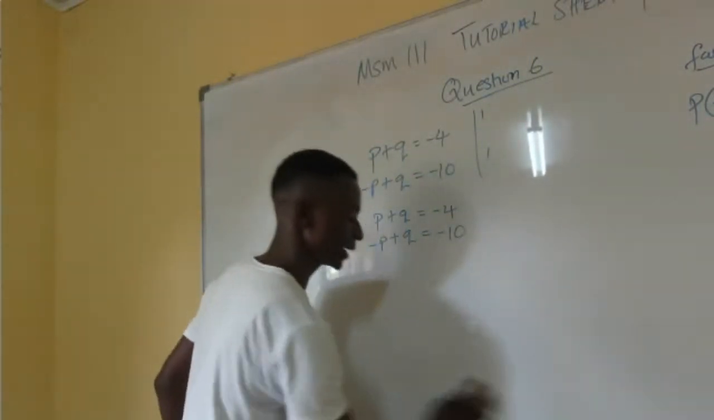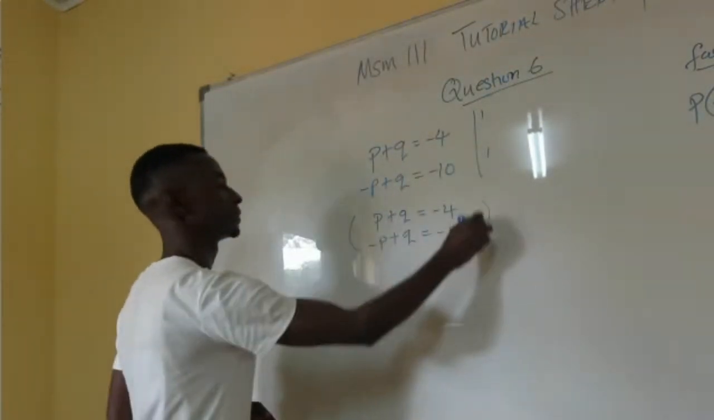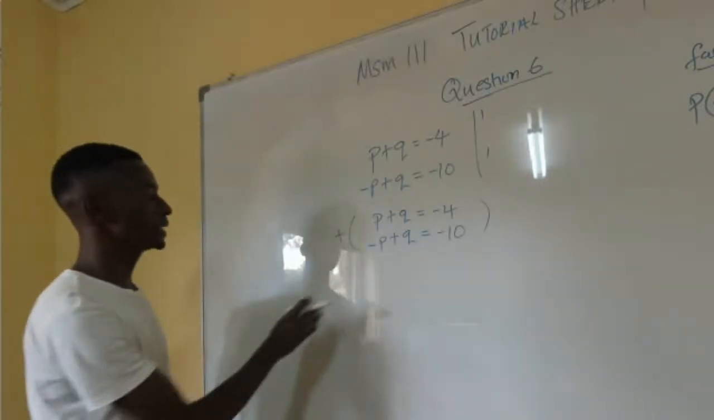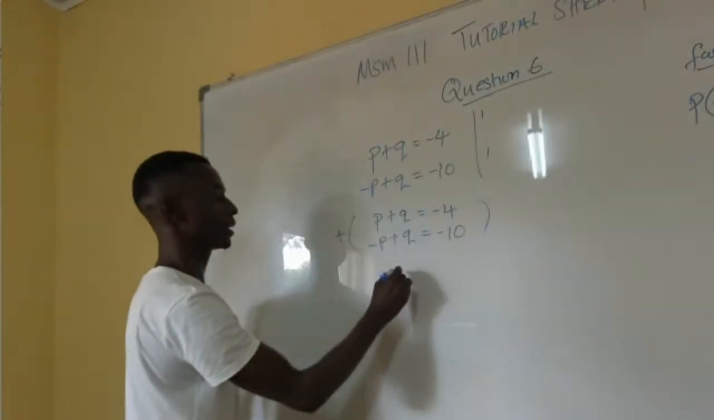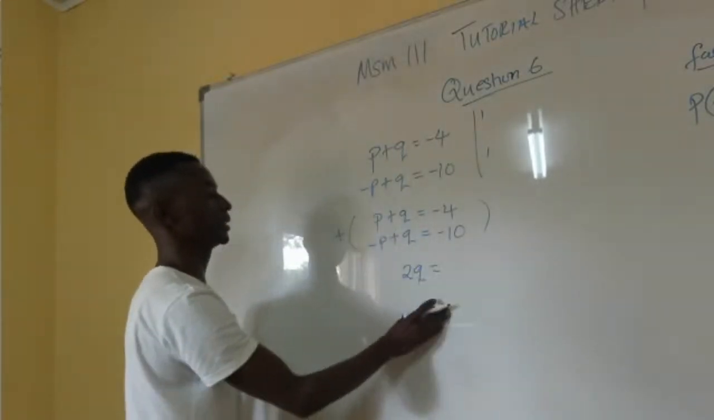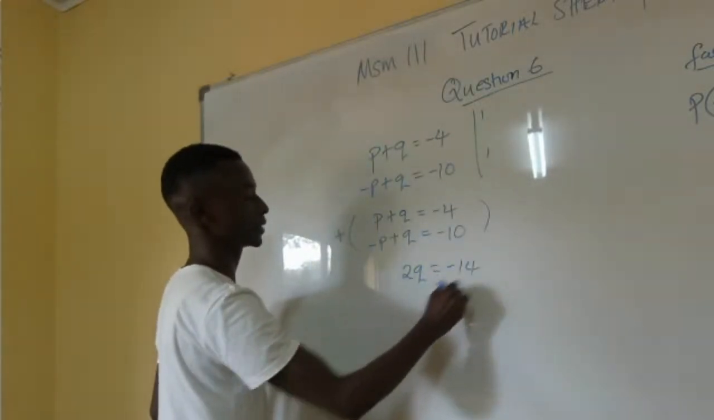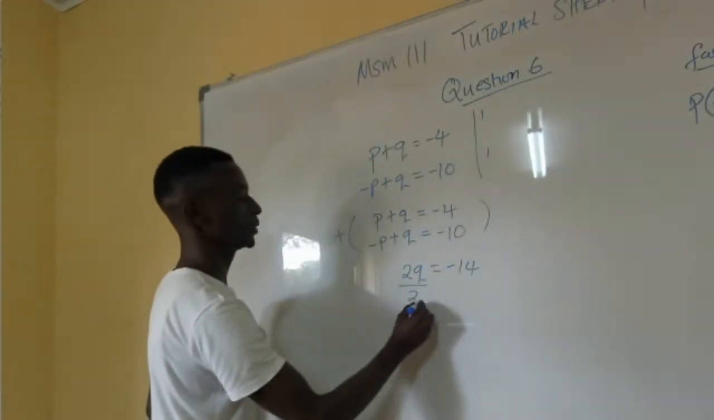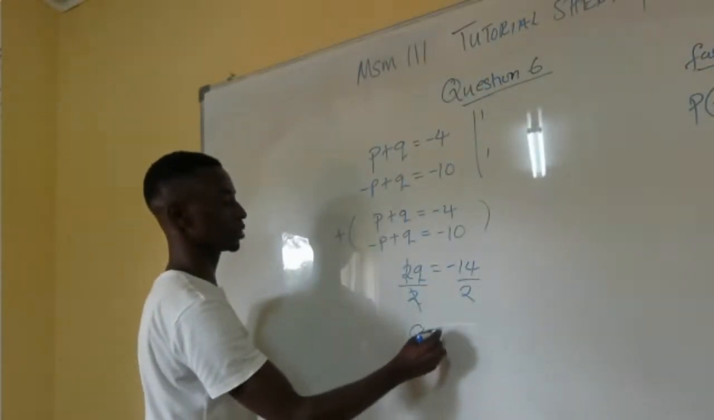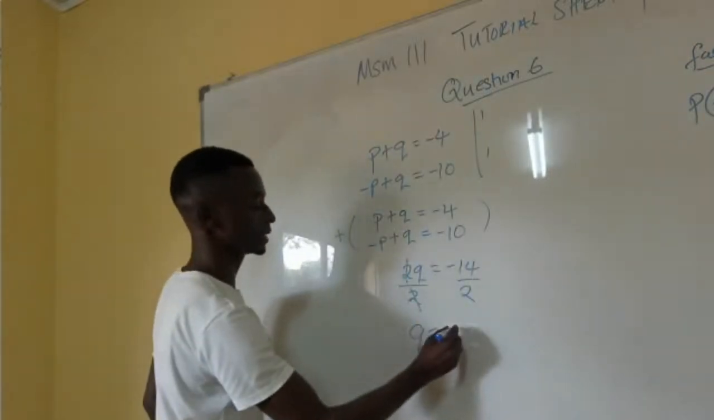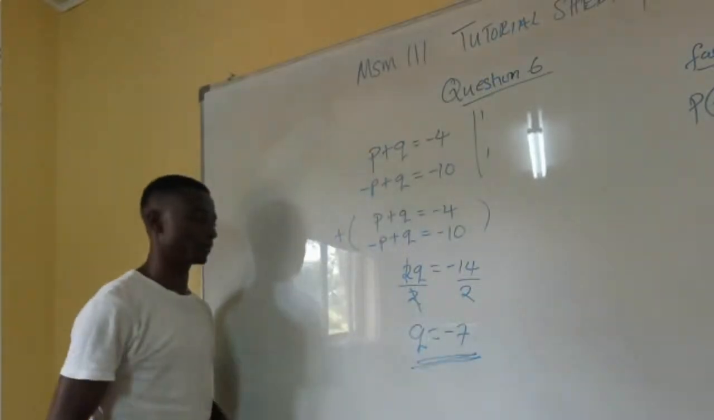Let's proceed. We want to find the values of P and Q. So we are there now. You add. So adding now, if I add these two, it's 0. I add these two, we're getting 2Q equal to, if I add negative 4, negative 10, I'm getting negative 14. Then from there I say over 2, cancelled, cancelled, Q is equal to negative 14 over 2, which is negative 7. So meaning our value of Q is negative 7.